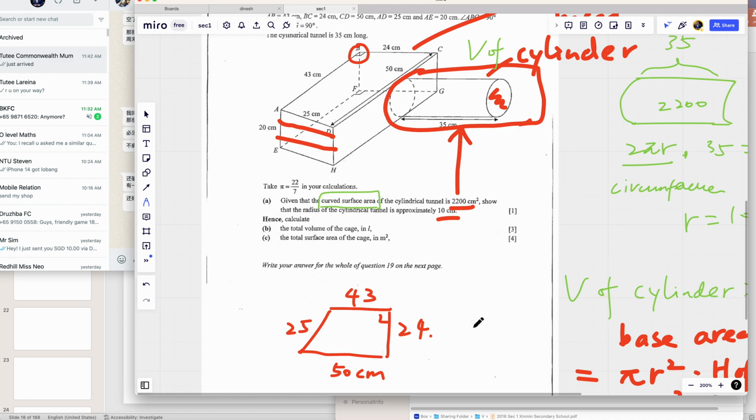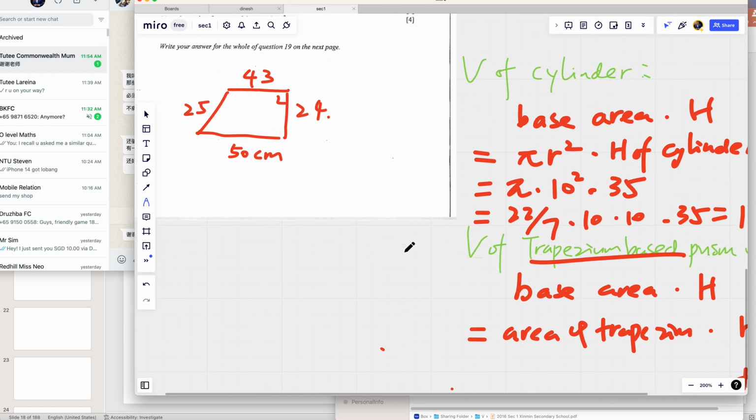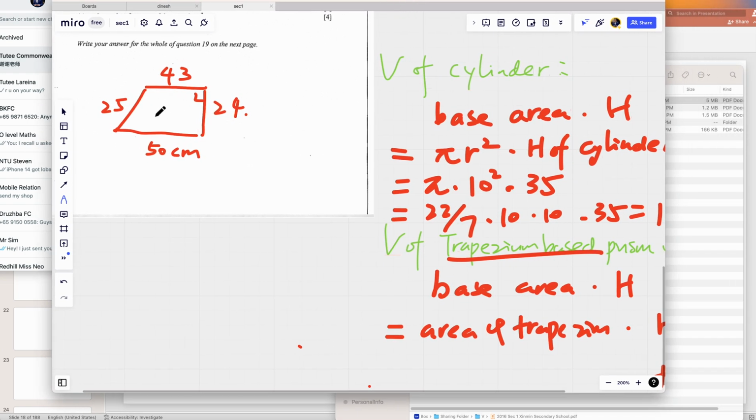Why? Because this is 90, so this line should be straight, right? While this one, because this is 43, this is 50, so it's slanted. So the 25 is the slanted one. 24 cannot be slanted. Why? Because 24 is 90. Correct. So once you get this, to find the area of trapezium, you do a diagonal line, right? Because there is no formula, so you do a diagonal line here.